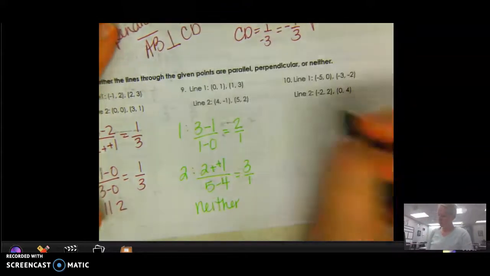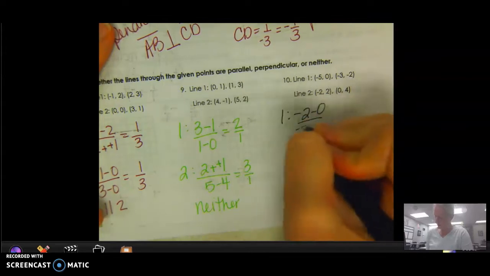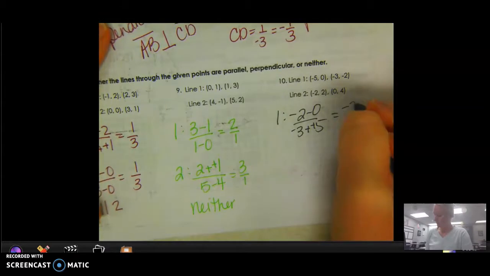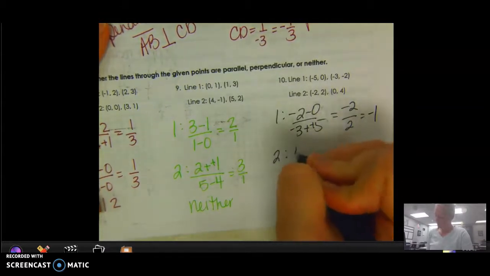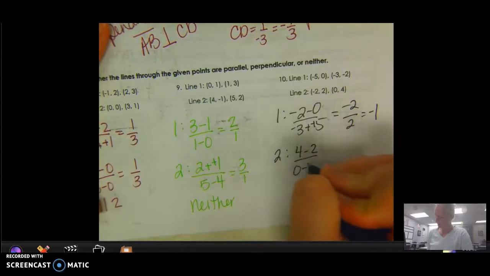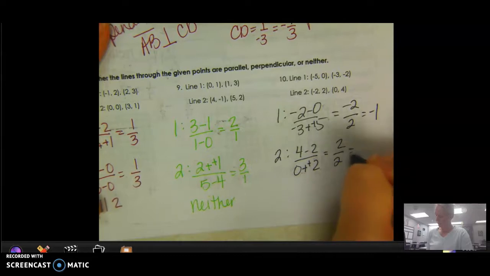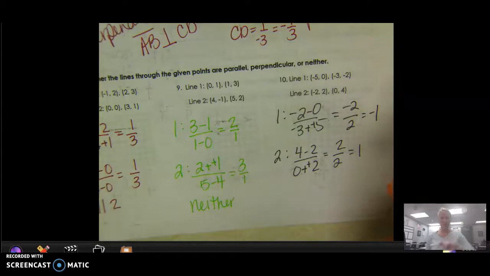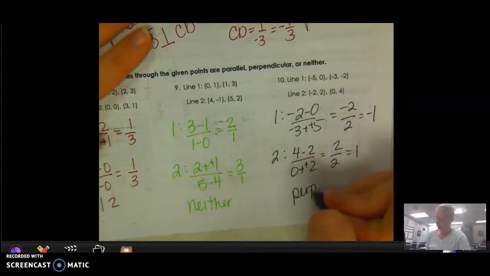Next one. I would do, line 1 is negative 2 minus 0 over negative 3 minus negative 5. 2 negatives make a positive. So that gives me negative 2 over 2, which is a negative 1. Line 2 is 4 minus 2 over 0 minus negative 2. 2 negatives make a positive again. So that gives me 2 over 2, which equals 1. Now, 1 is positive, 1 is negative. What is the reciprocal of 1? It's just 1 over 1. So these are actually perpendicular.